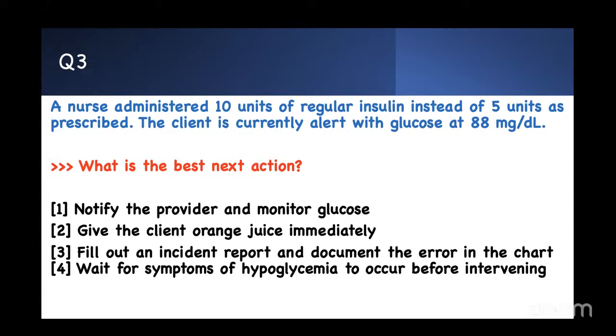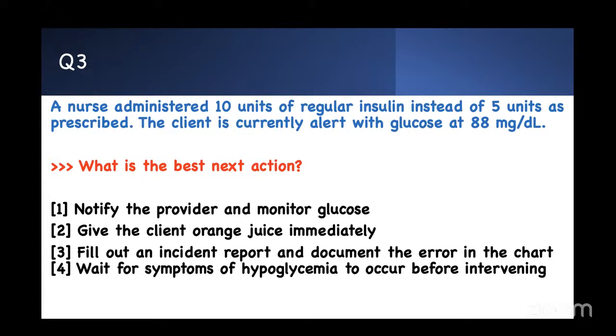I give a patient 10 units of regular insulin instead of what? 5 units. That means I made a mistake. But the client's glucose is what? 88. What do I do? Notify the provider and monitor the client and glucose. Give the client orange juice immediately, right? Fill out an incident report and document the error in the chart. Wait for symptoms of hypoglycemia to occur before intervening.